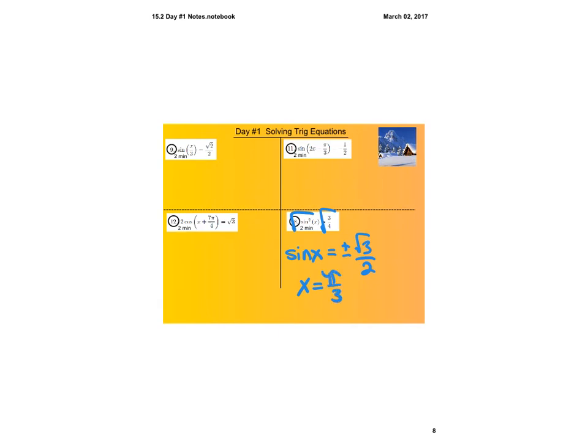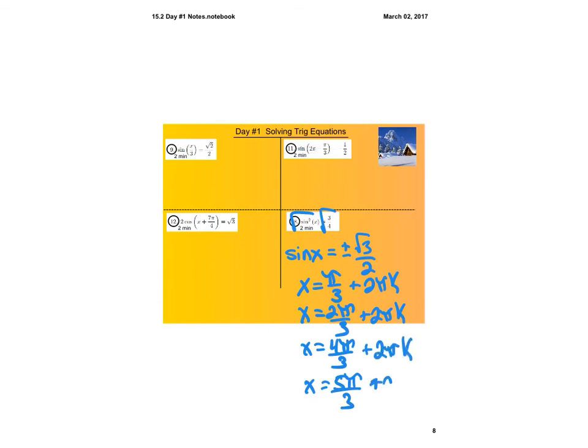Now, you could be lazy, and I'm going to be lazy right now, and find all of the places: 2 pi over 3, 4 pi over 3, and 5 pi over 3. And say all of those are answers plus 2 pi k. You could also find just 2 of them and say plus pi k.